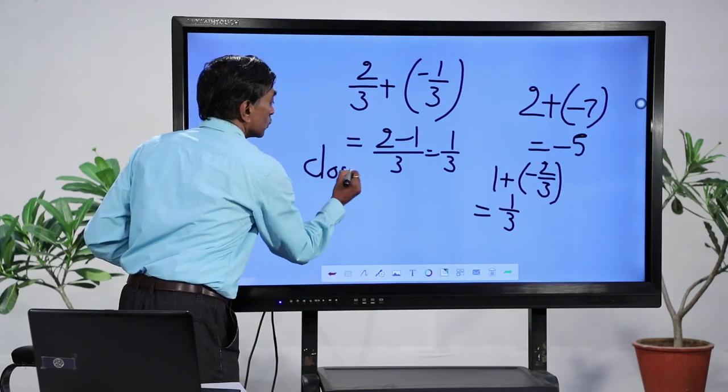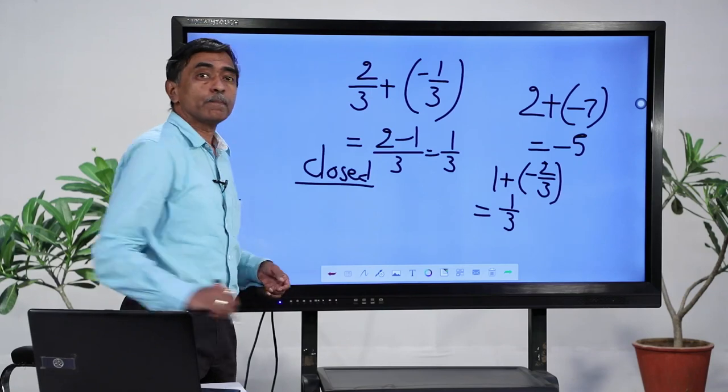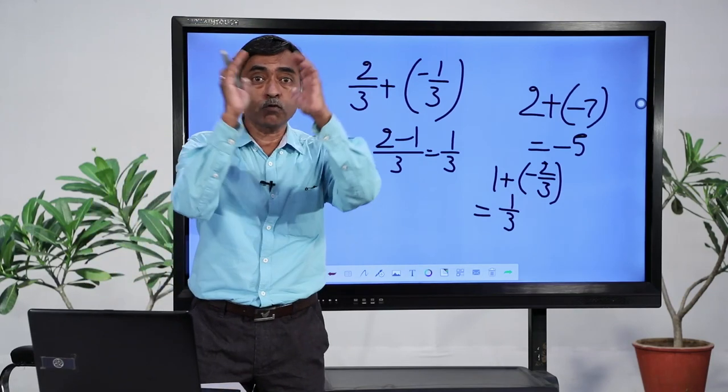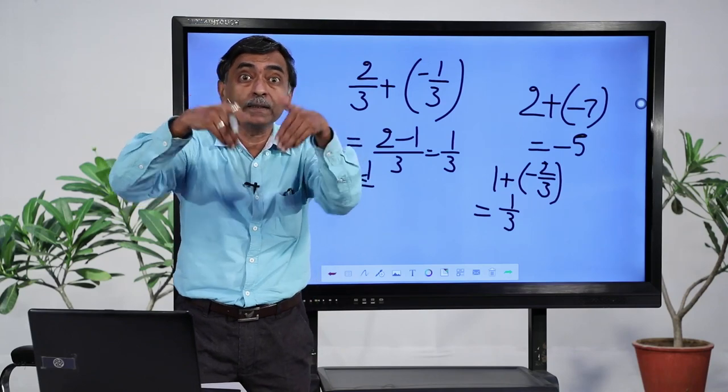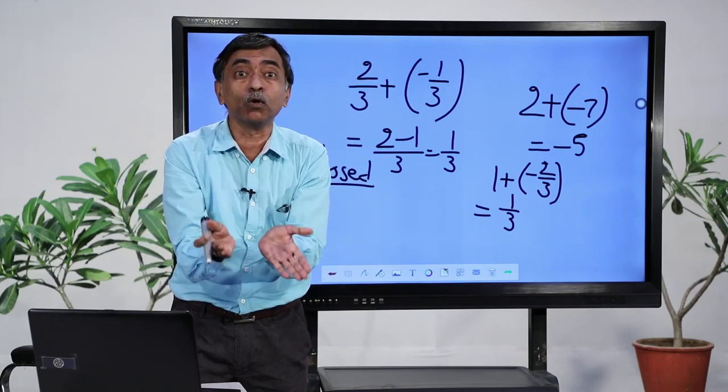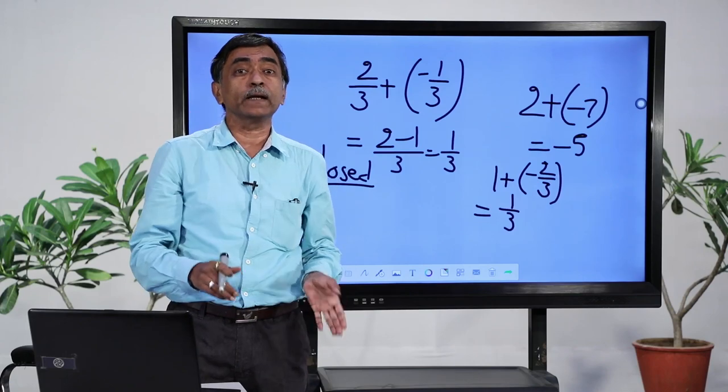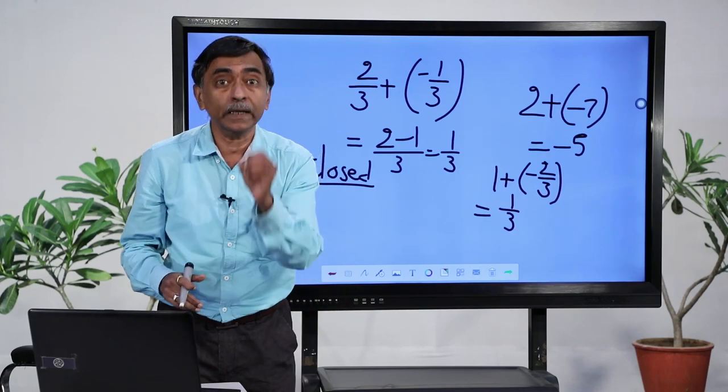The word closed is used in the sense that whatever two numbers you take from that box of rational numbers, the result does not go out of it; it remains in that box only, which means it is a closed box. There is no space for it to go out if the two numbers are rational numbers. We say that this is the closure property for rational numbers.